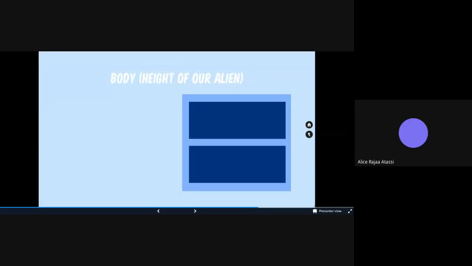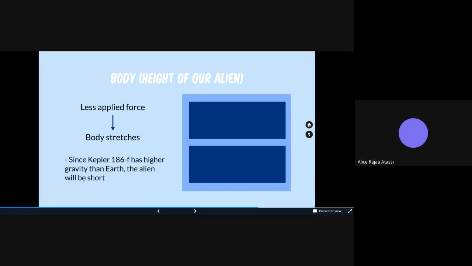Microgravity has many effects on the human body. For instance, astronauts' heights increase when they're up in space because of less gravity. They can go up to 2 to 3 inches, actually. So imagine a human body is like a spring. When there's less force applied on it, it'll stretch more. Hence, the lower the gravitational force, the taller the organism would be. Since the alien's home planet has higher gravity than Earth, we have decided the alien must be short.